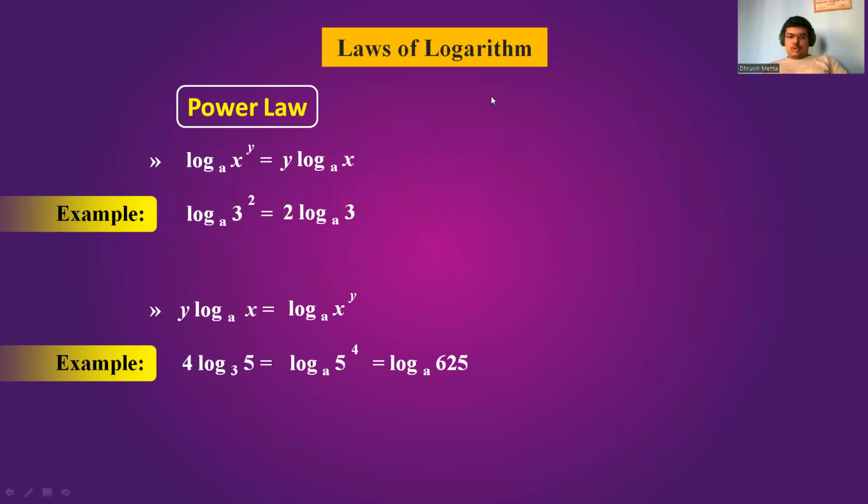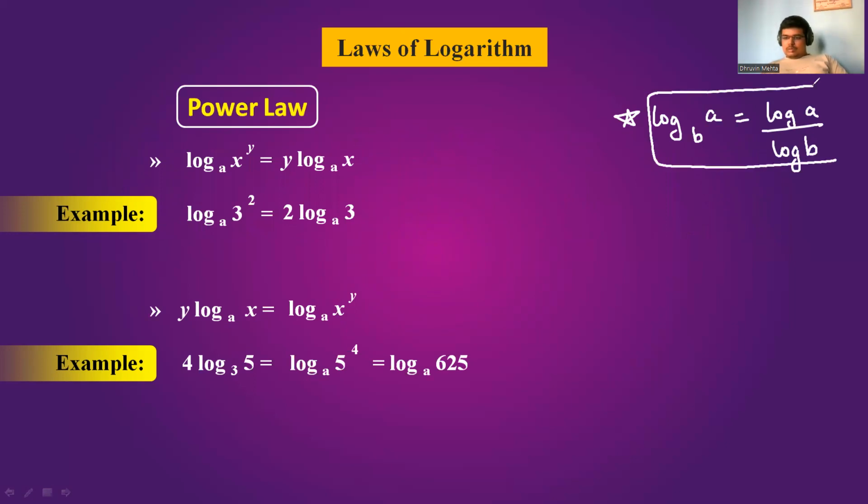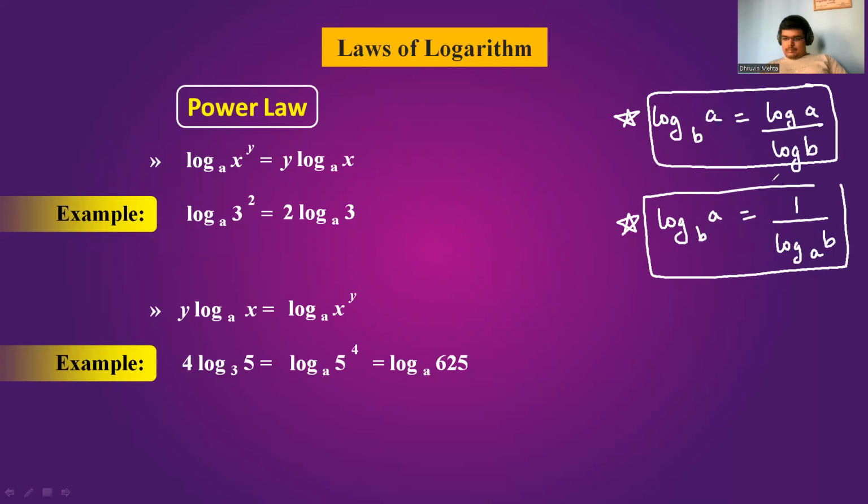Now moving ahead, a few more rules which you should know. If the bases are not the same, then what are the rules? If we have log of a to the base b, we can write this as log a upon log b. That is one rule. Another rule is log of a to the base b is as good as 1 upon log of b to the base a. Okay, note this down. Then we will discuss the graph, domain and range.